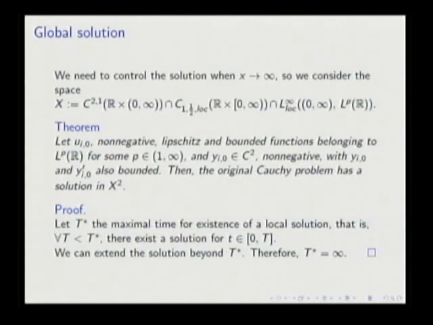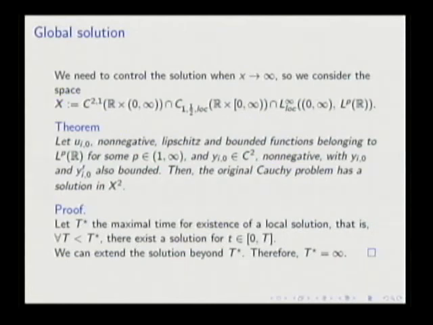Let the initial data, non-negative, Lipschitz and bounded functions, belong to some L^p, okay? And the concentration is pseudo non-negative with epsilon, bounded also. Then the original Cauchy problem has a solution in X2, okay?